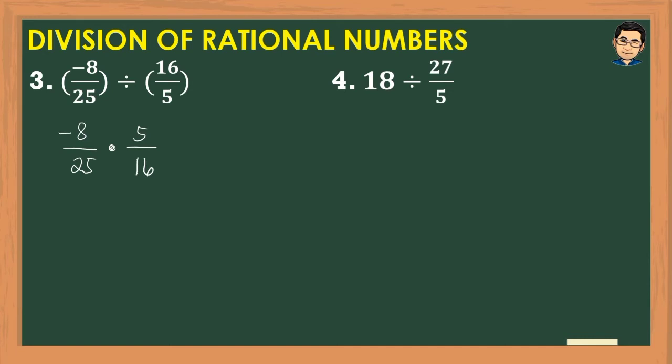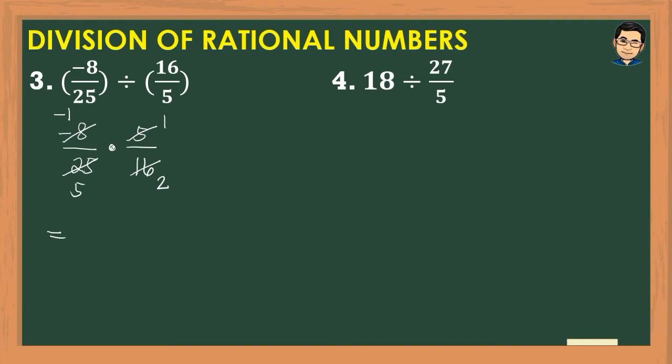So negative 8 and 16, the GCF is 8. So negative 8 will become negative 1. 16 will become 2. What about 5 and 25? Obviously 5. So 5 will become 1. And 25 will become 5.